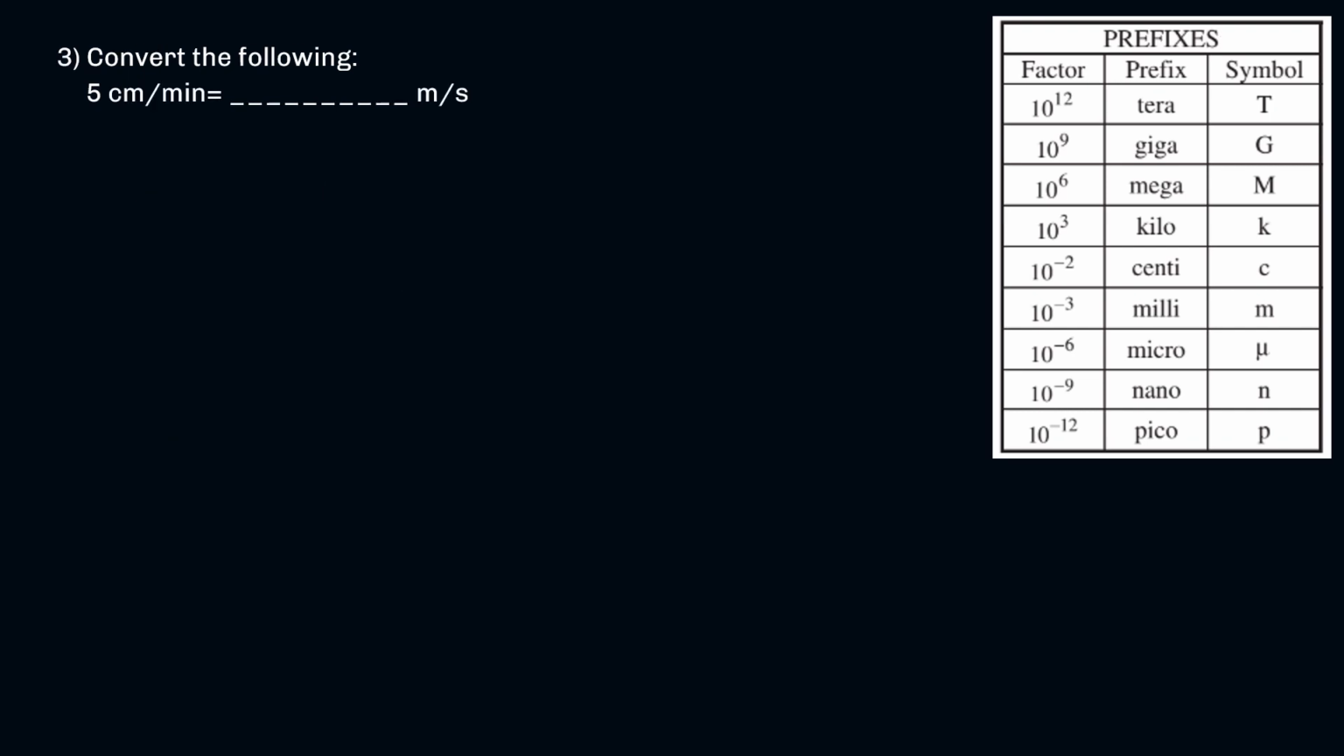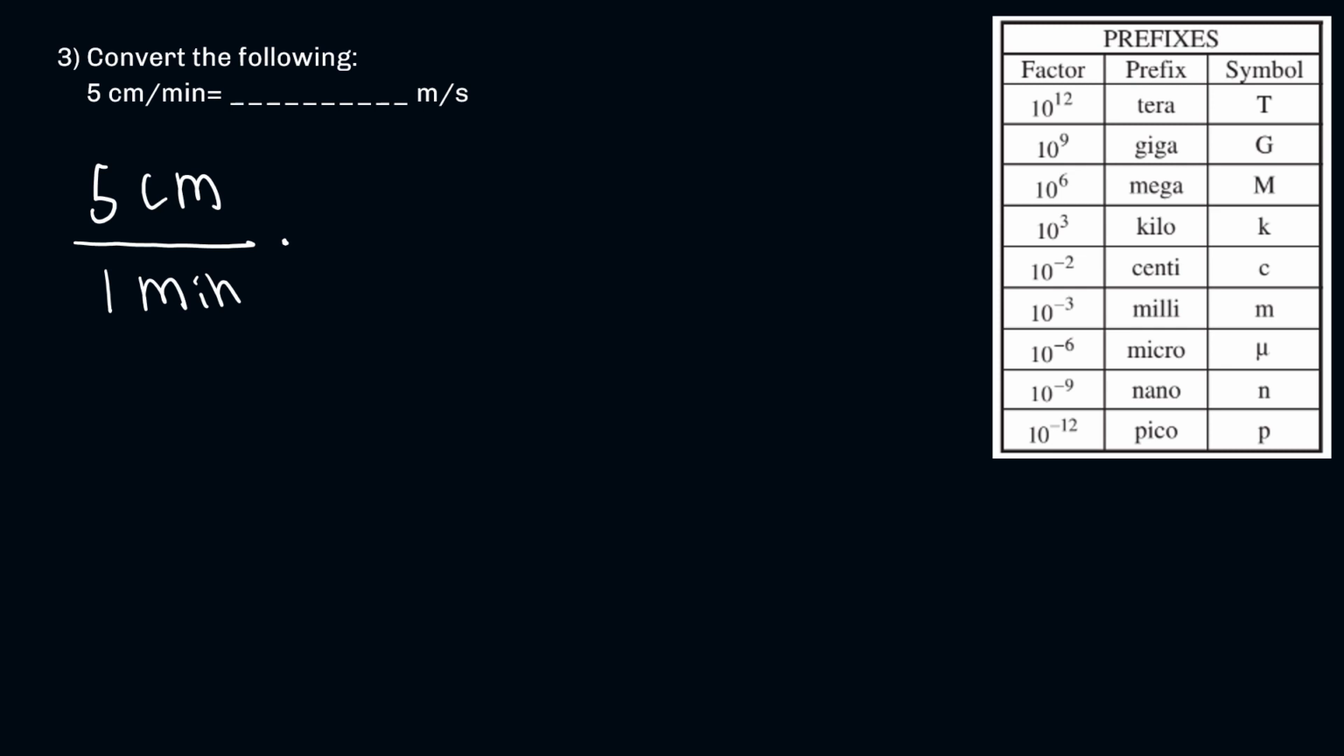All right, moving into example 3, we're going to convert 5 centimeters per minute into meters per second. So again, this one's a little bit more difficult than the previous two because now we're dealing with 2 different types of units instead of just one. So let's just start by setting it up. So I have here 5 centimeters per 1 minute.